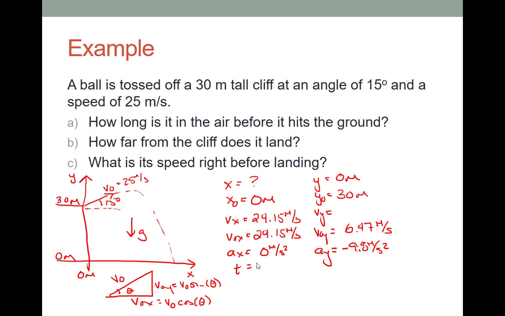T is the answer to how long is it in the air. How far from the cliff does it land is x. And what is its speed is related to Vx and Vy. So everything I don't have an answer for, I need to find for this problem.